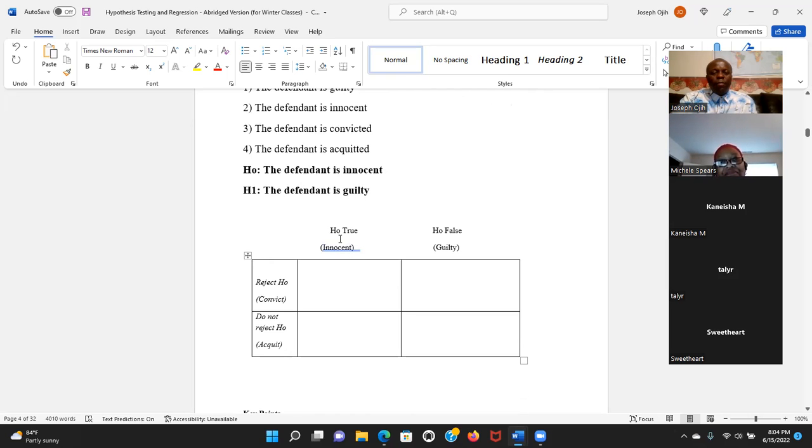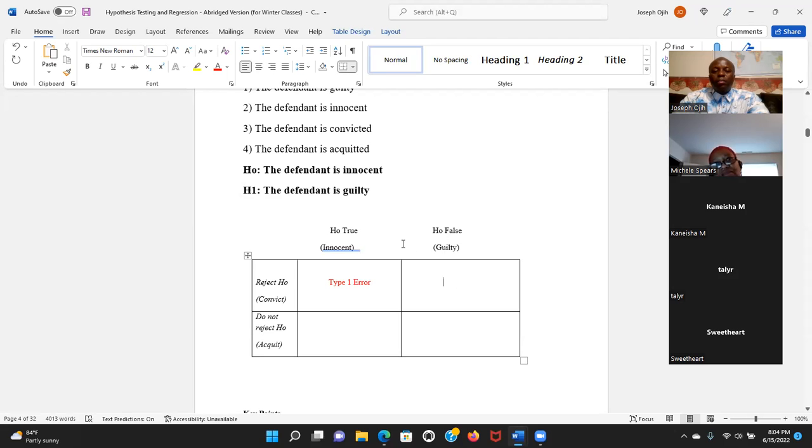Now, if the defendant is innocent, which is the null hypothesis true, and we reject it, that means we convict him or her even though they are innocent. We have committed type 1 error.